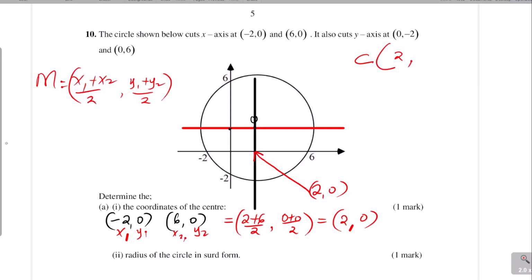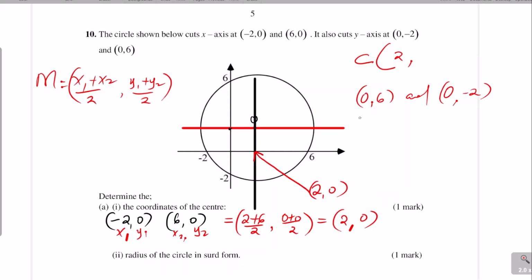Where do we get the y-coordinate? The y-coordinate will be obtained from the midpoint of this other chord here. If we get this midpoint, this will be able to give us the y-coordinate. So we get the midpoint of this chord. So this point is (0, 6), and the other one here is (0, -2).